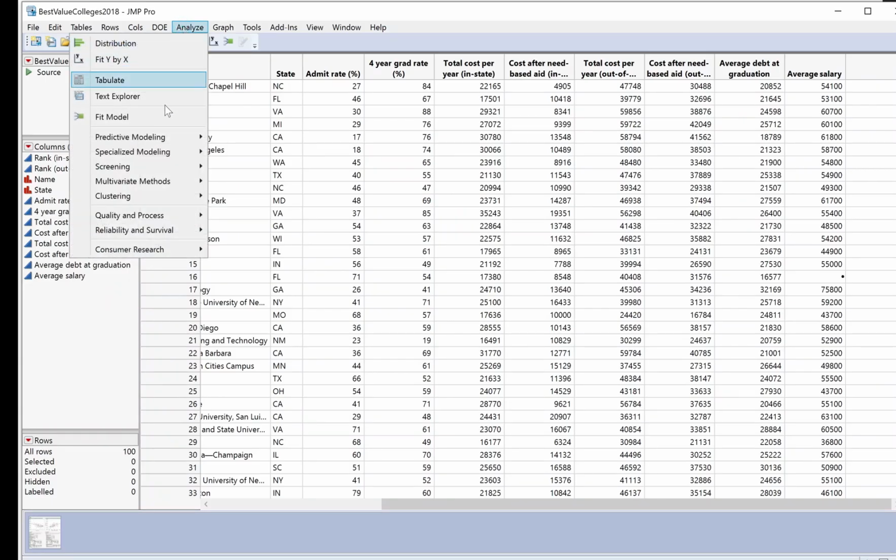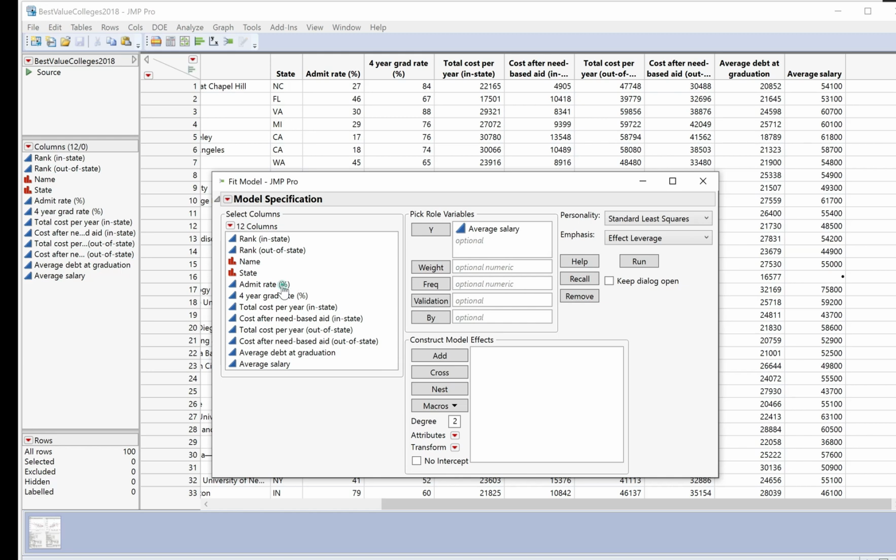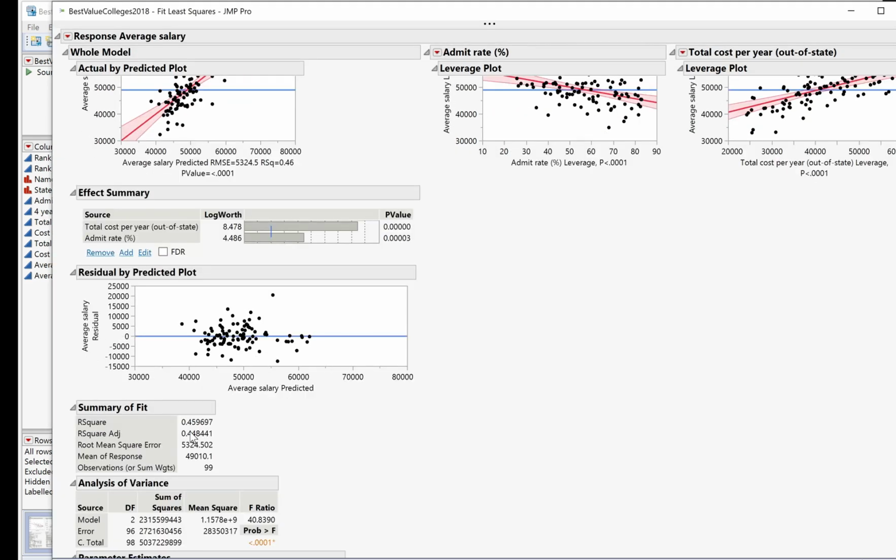So I'm doing Analyze, Fit Model here because I want to include more than one explanatory variable. Average salary is my Y, and I'm looking at admittance rate and out-of-state cost as my two variables. And I'll click run. So looking at this R squared, it is higher than either of the models alone, but it's not quite as big as the sum. So I'm going to write down this value. I'm not going to round for now. 0.459697.